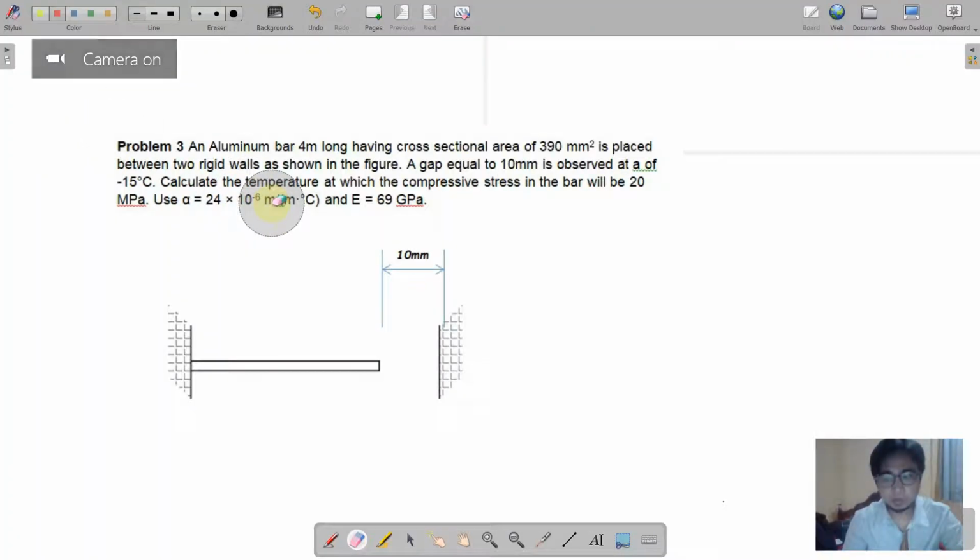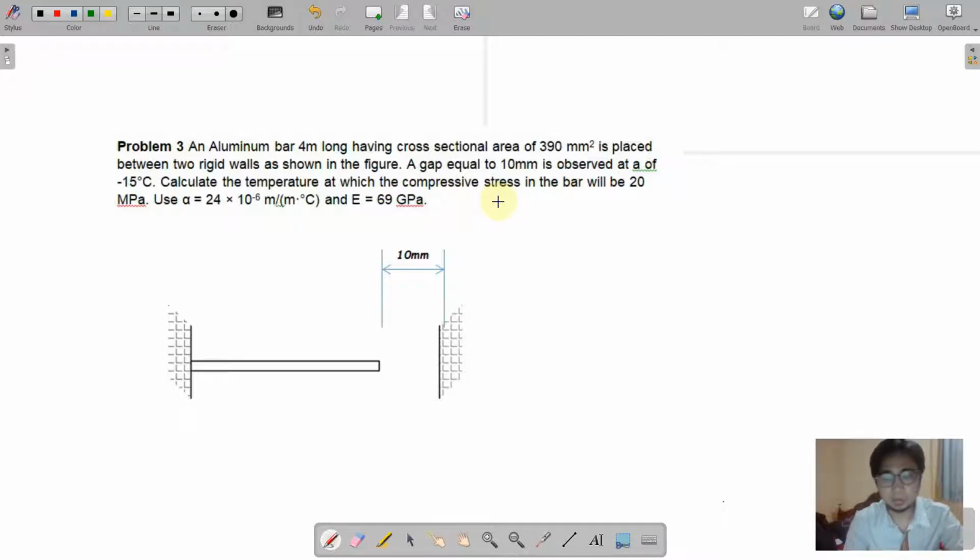Okay, so moving on to the third problem, we have here the aluminum bar. It is overhung and it is 10 mm short to touch this wall here. So there is a 10 mm clearance here.